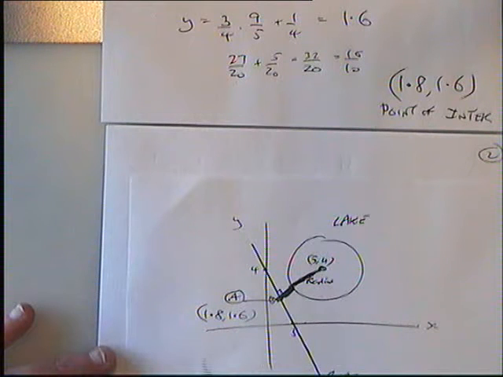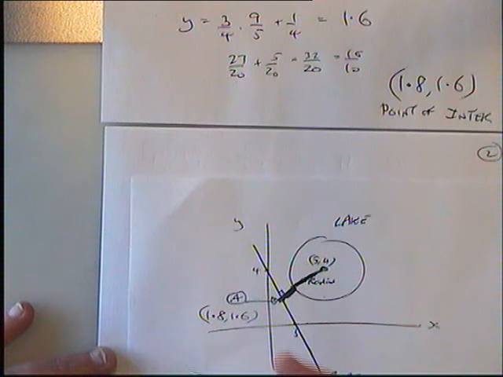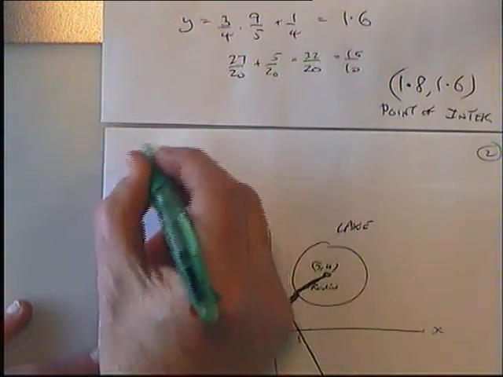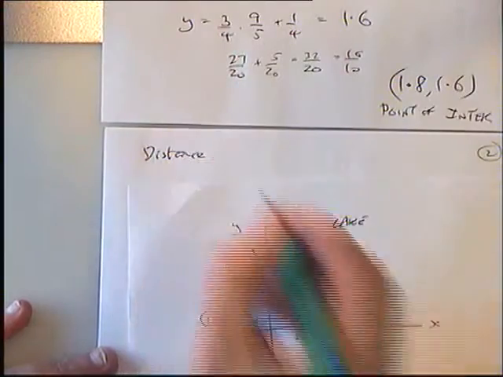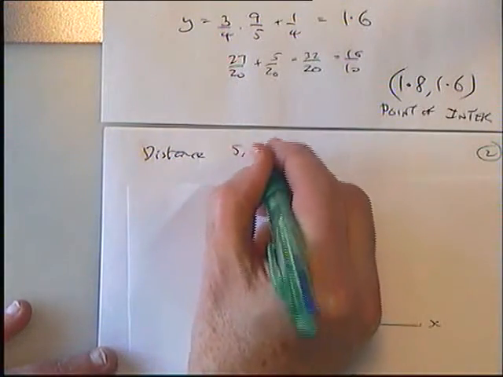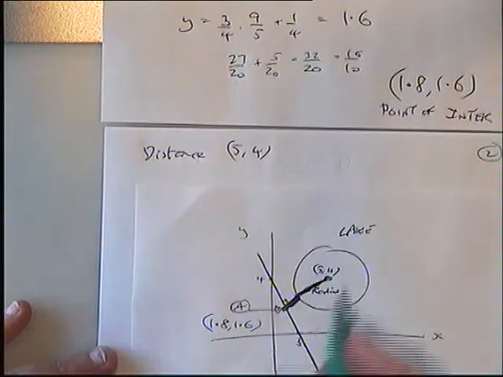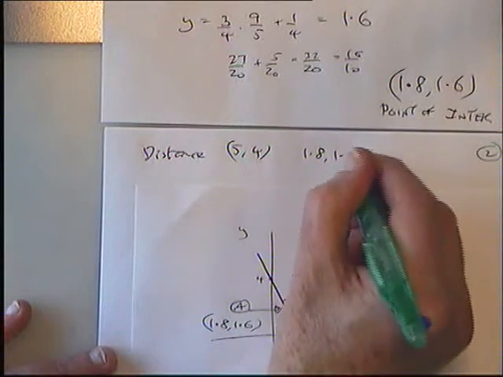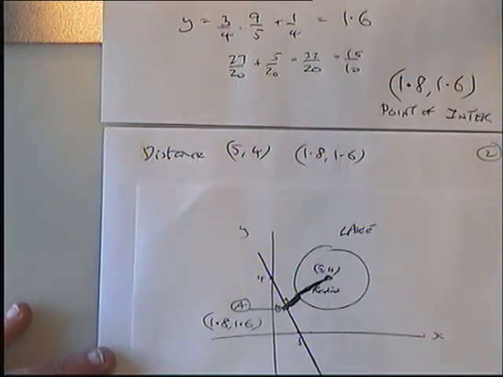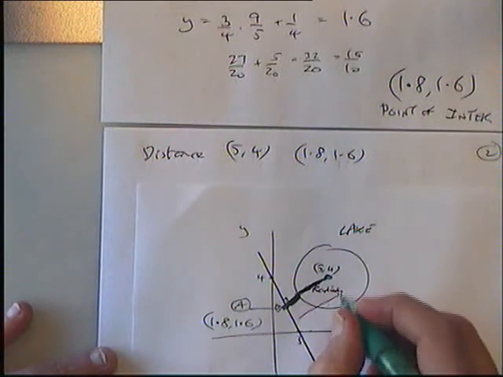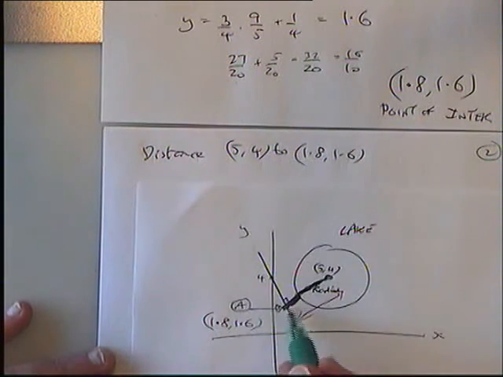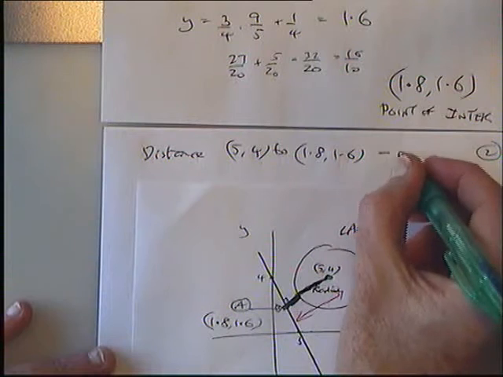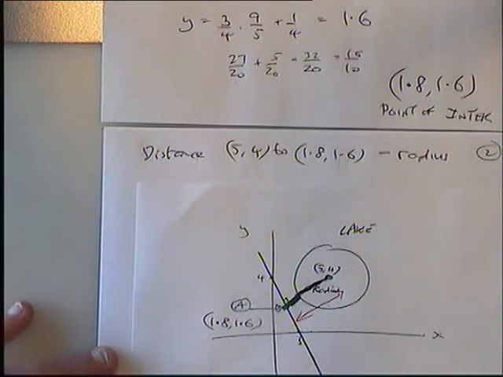So the final bit, we now need the distance between this point of intersection and the centre. So we're going to find now the distance between the centre, which was 5, 4, and the point of intersection, which was 1.8, 1.6. That will give us that distance there from the radius to the centre. And then what we need to do, because we are only interested in this thick bit here, is subtract the length of the radius. Okay?